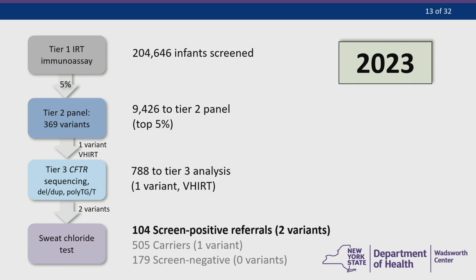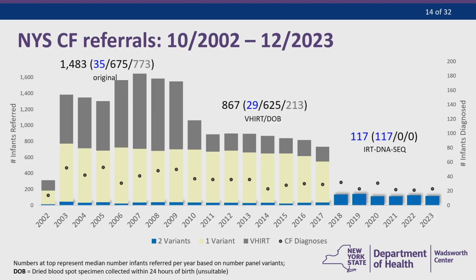And in the end, after all the testing was complete, we had 104 screen positive referrals with 2 variants, 505 carriers, and 179 screen negative. And just remember that using our old algorithm, this group here would have been referred. And that corresponds to an 87% reduction in referrals. So it's had a huge impact on our referral rate, which you can see here.